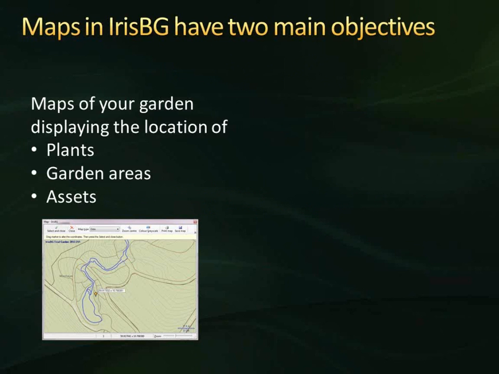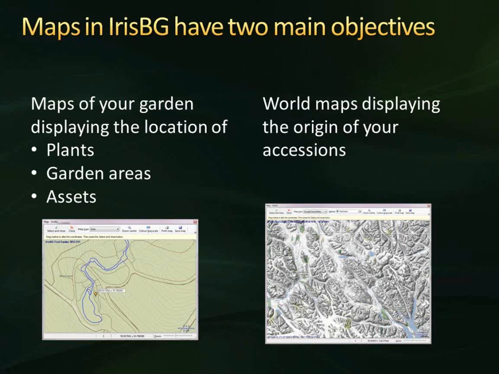So there are plants in your garden, and you want to show that on maps. You want to show garden areas. Where are they on the map? And also assets. So it's a question of displaying and being able to update details about your items in your plant collection. In addition, we also work on recording the origin of your accessions.